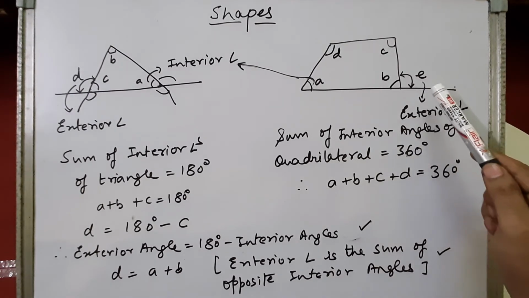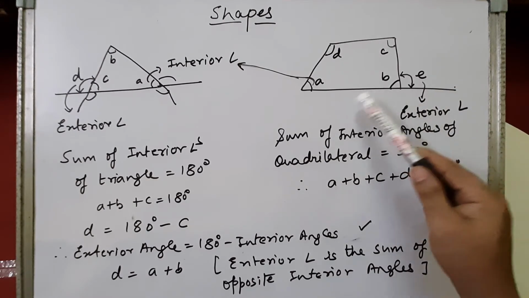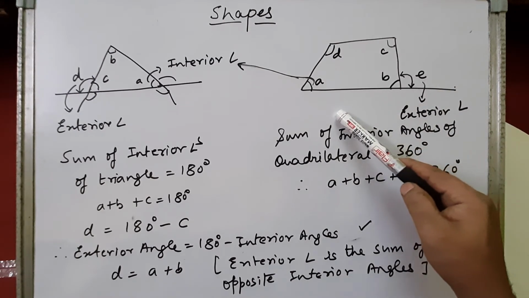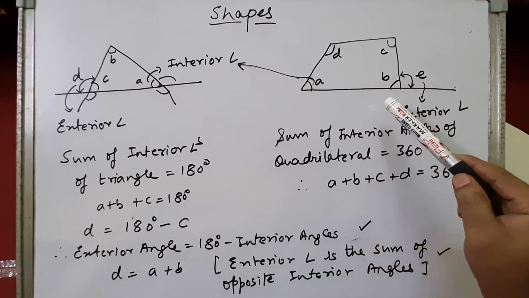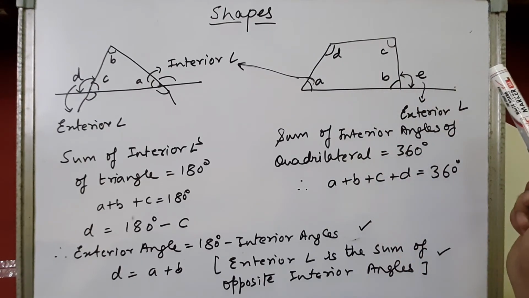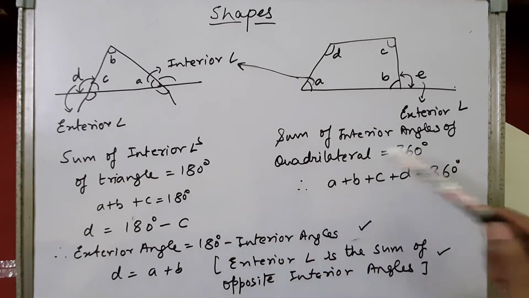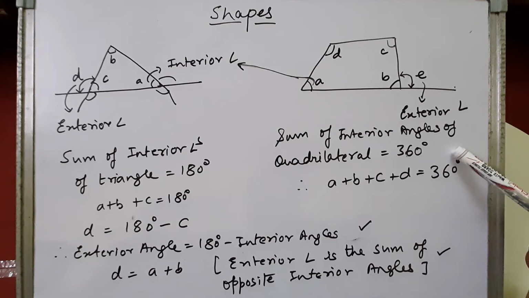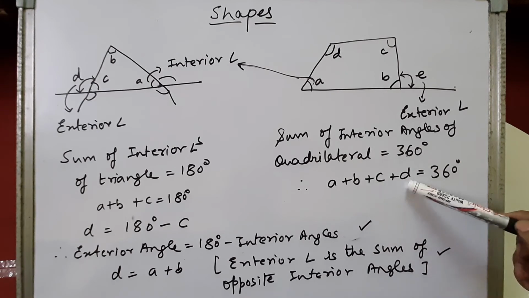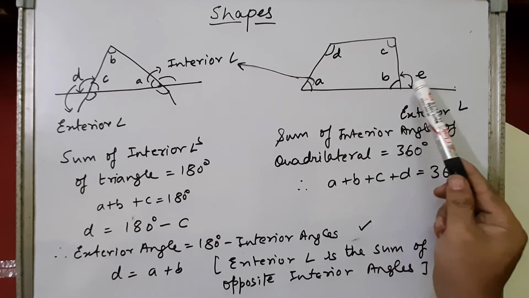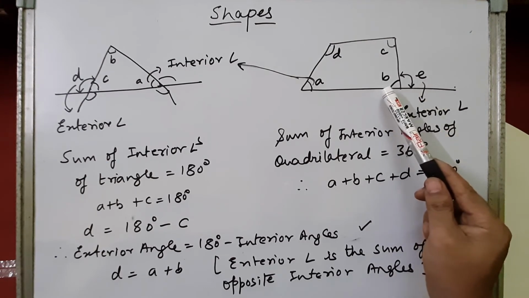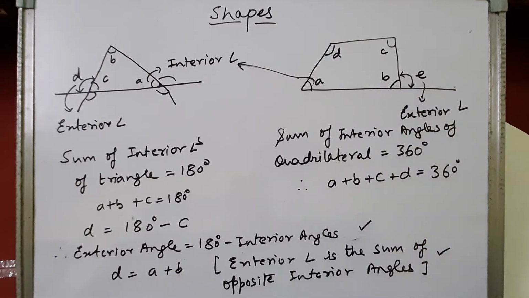Alright, let's see this quadrilateral, a 4-sided polygon. In this quadrilateral, you can see that A, B, C and D are the interior angles, and E is the exterior angle of the quadrilateral. Now remember, just like in a triangle the sum of the interior angles is 180 degrees, the sum of interior angles of a quadrilateral is 360 degrees. So A plus B plus C plus D equals 360 degrees. If we have to calculate the value of E and B is known, the value of E will be 180 minus B, because these two are angles on a straight line. Alright children, please note down.